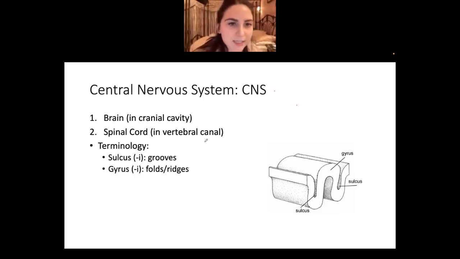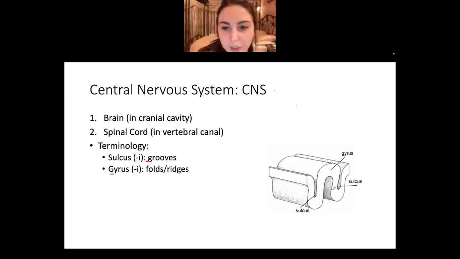But when you think of the central nervous system, this is what they're talking about, the brain or the spinal cord. The brain is in the cranial cavity, in your head, and the spinal cord is in the vertebral canal, which goes along your back. Some terminology, especially when we're talking about the brain: sulci and gyri. You're going to see this a lot. It's kind of annoying because sulcus means grooves and it's not like G and G, but the sulci are the parts of the brain folds.